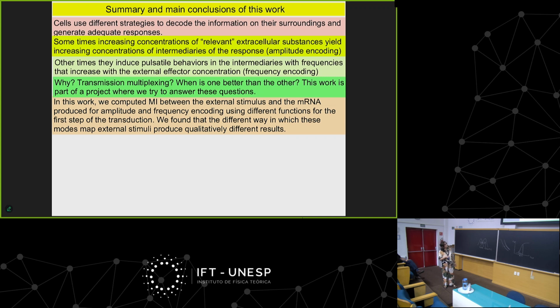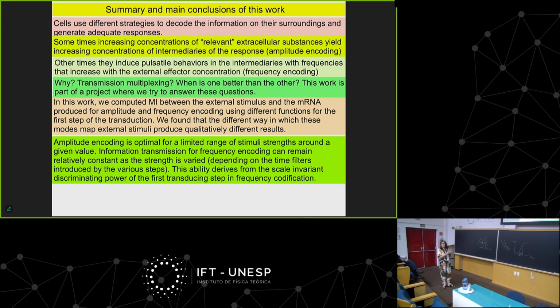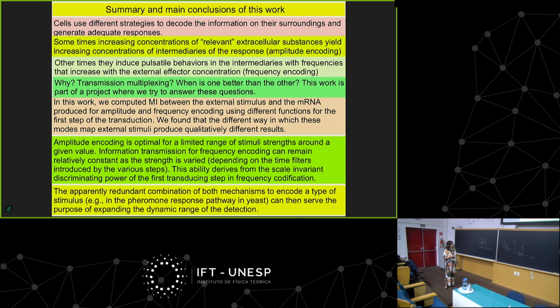And what we observed was that the way in which they can discriminate stimulus strengths is qualitatively different between amplitude and frequency encoding, because amplitude encoding is good to discriminate within a certain region, and frequency encoding can work equally well across a much larger range of stimulus strengths. That derives from the scale invariant discriminating power that frequency encoding can endow the cells with. And so the apparently redundant combination of both mechanisms can serve the purpose of expanding the range over which the cell can react to the stimuli.